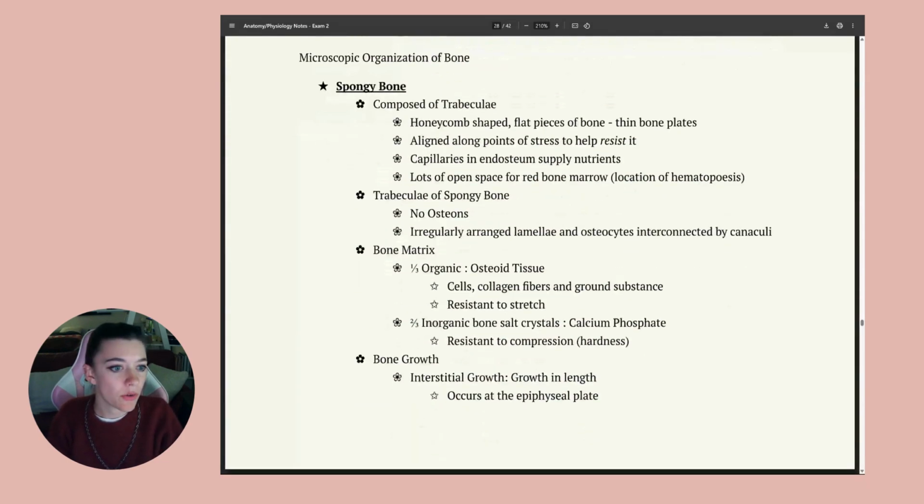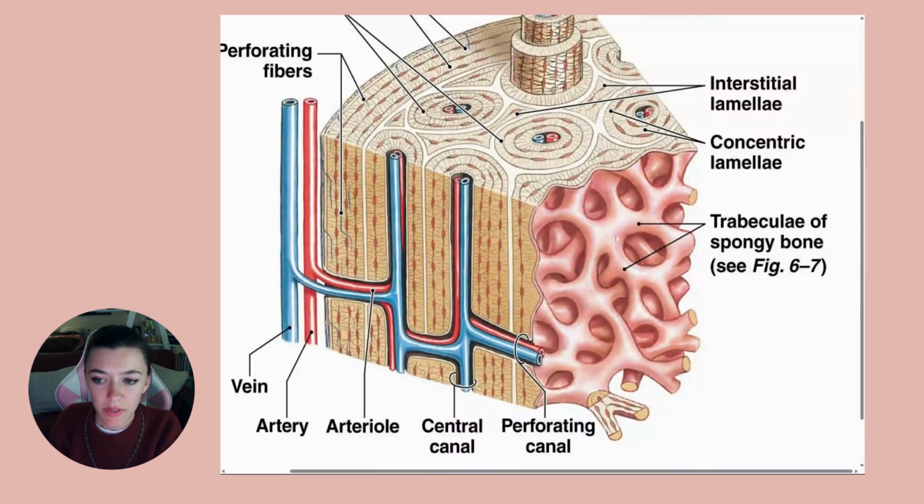Now, microscopic organization of bone. We're going to get into spongy bone. Spongy bone is composed of trabeculae, which are honeycomb-shaped flat pieces of bone and then thin bone plates. They're aligned along points of stress to help resist it, and they contain capillaries in the endosteum, which supply nutrients, and lots of open space for red bone marrow, which is the location of hematopoiesis. This is going to be the trabeculae right here on the right.